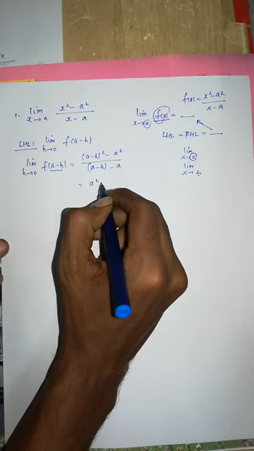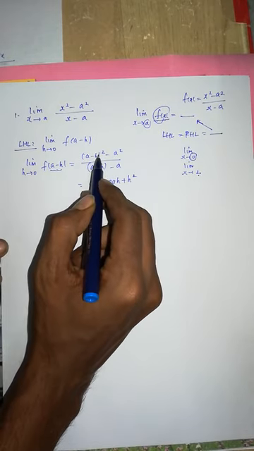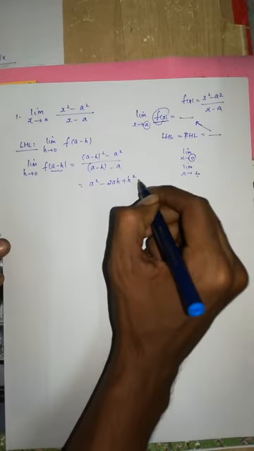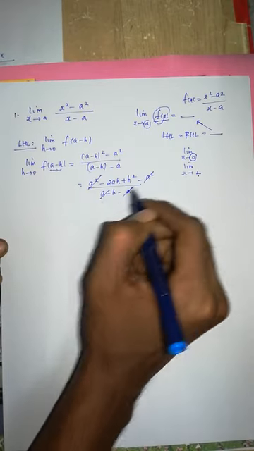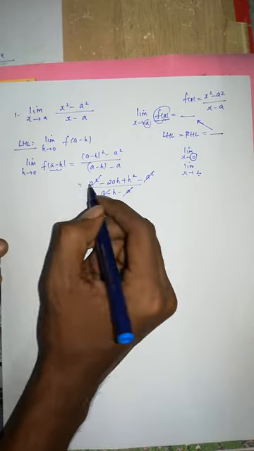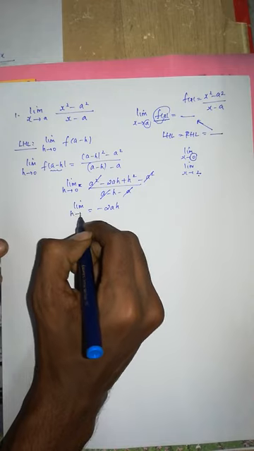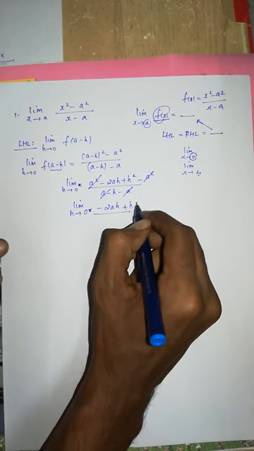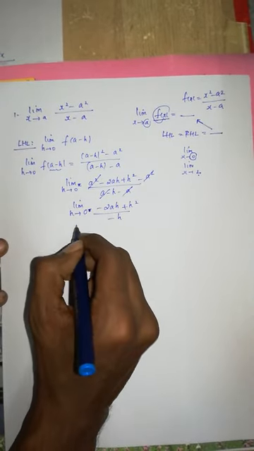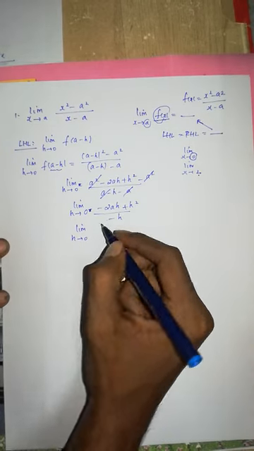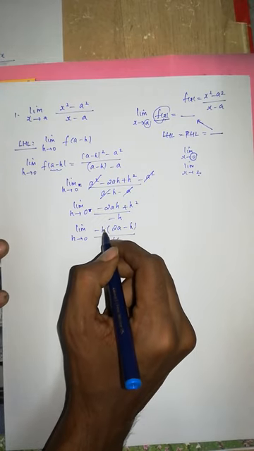So this will be equal to a square minus 2ah plus h square, applying the formula a minus b whole square, with h in place of b. Then minus a square by a minus h minus a. So this will get cancelled, and this will get cancelled. So I have limit h tends to 0 of minus 2ah plus h square by minus h. I'll take h common here. If I take minus h common, this will be 2a minus h by h. So this h and this h will get cancelled.